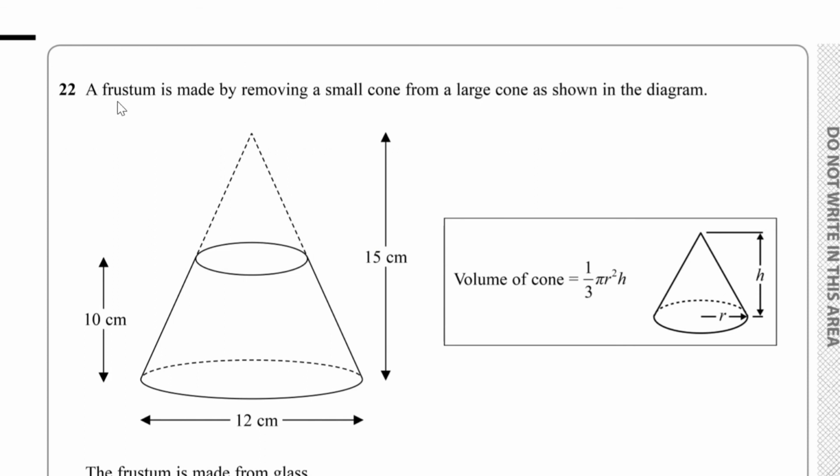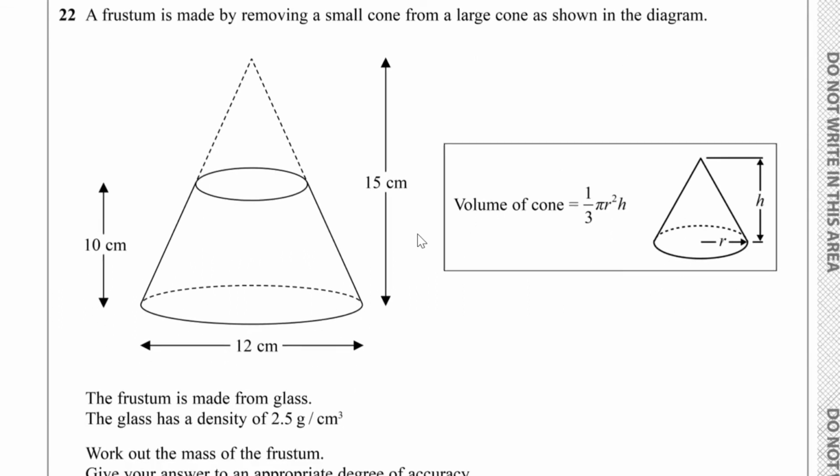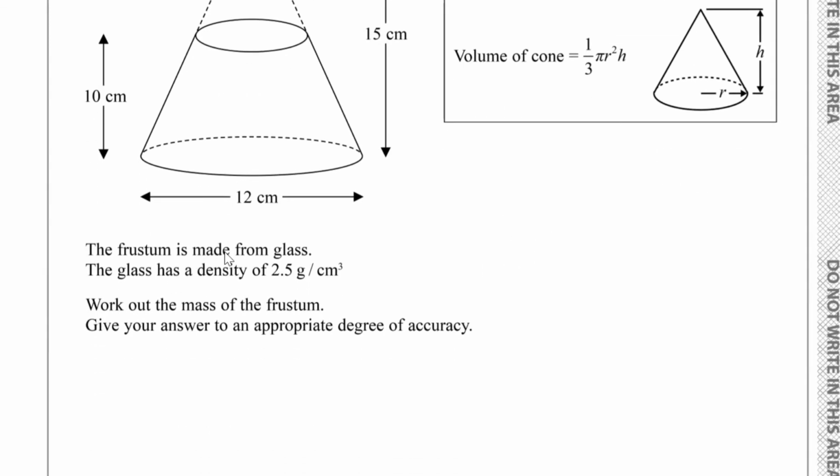Question 22. A frustum is made by removing a small cone from a large cone as shown in the diagram. Now we know that the volume of a cone is equal to 1/3 pi r squared h. And a frustum is made from glass, and the glass has density 2.5 grams per centimeters cubed, and we have to work out the mass of the frustum, give your answer to an appropriate degree of accuracy.